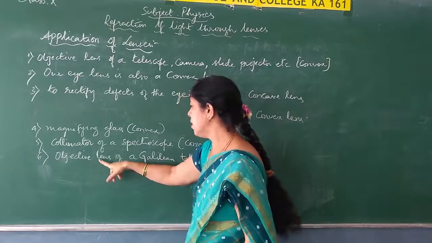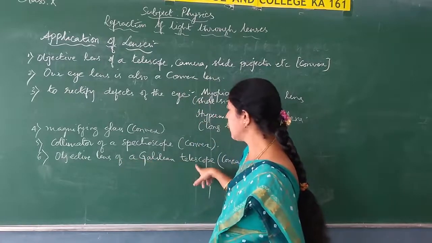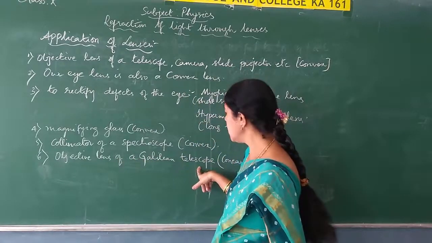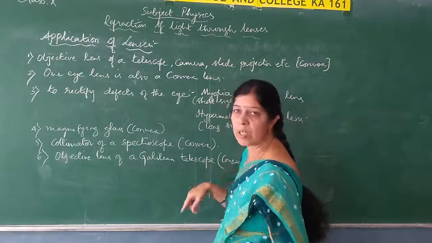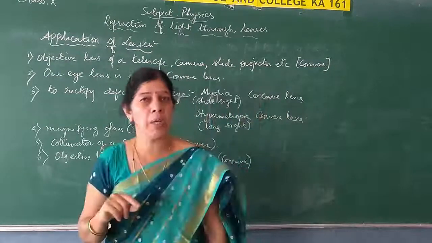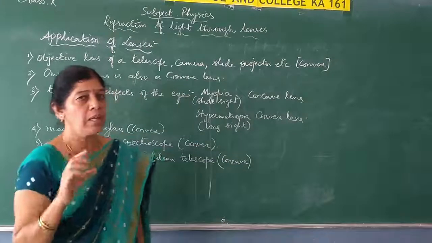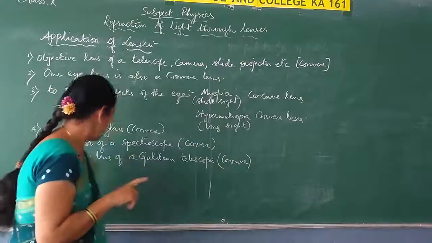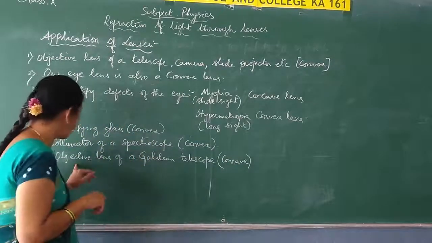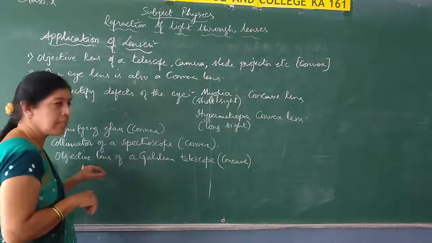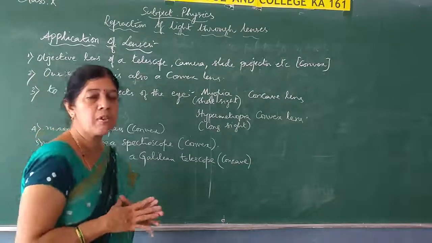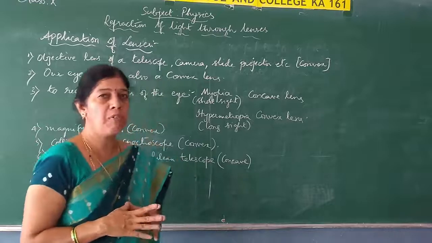Next, it is also used as an objective lens of a Galilean telescope. So in case of Galilean telescope, we are using concave lens. This concave lens will give us the final erect image of the object. So in case of Galilean telescope, we are using a concave lens as an objective lens. These are some of the applications of lenses.